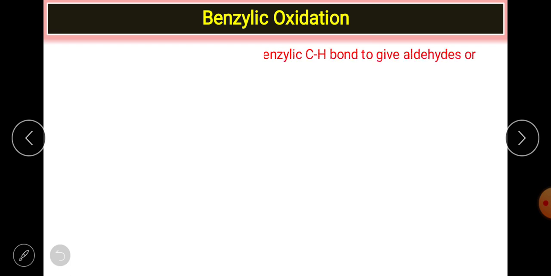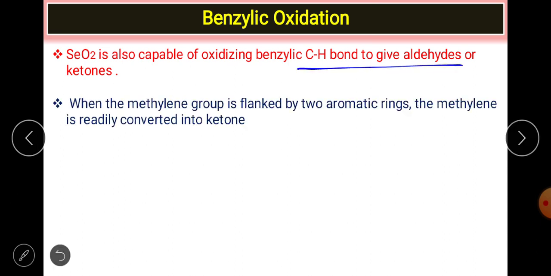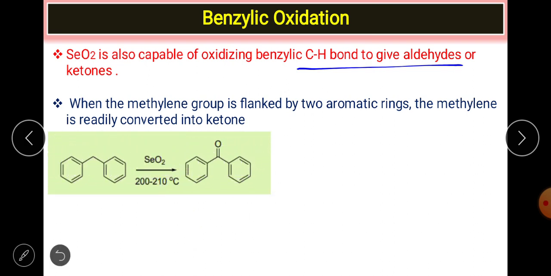Now, benzylic oxidation applications of selenium dioxide. SeO2 is also capable of oxidizing the benzylic CH bond to give aldehydes or ketones, depending upon the type of substituents. When the methylene group is flanked by two aromatic rings, the methylene is readily converted into a ketone. Your example is this one: here is Ph and here is Ph. This is a methylene group flanked by two aromatic rings. An example is given here: this one will be converted to benzophenone.